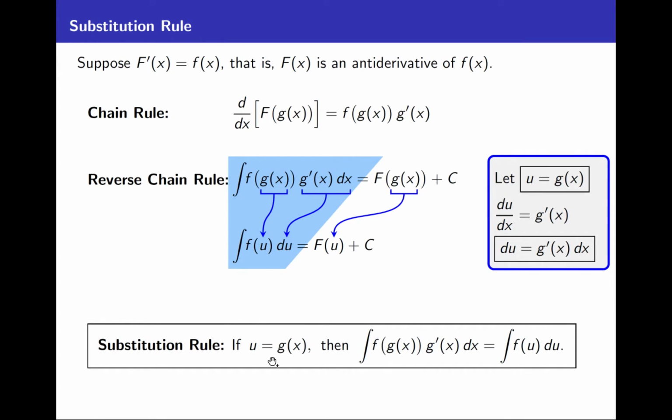If u is equal to g of x, then the integral of f of g of x times g prime of x dx equals the integral of f of u du. And this has the effect of taking a very complicated integral, perhaps, that maybe doesn't match any integration formula that we know, and turning it into a simple integral, ideally one for which we have a formula.